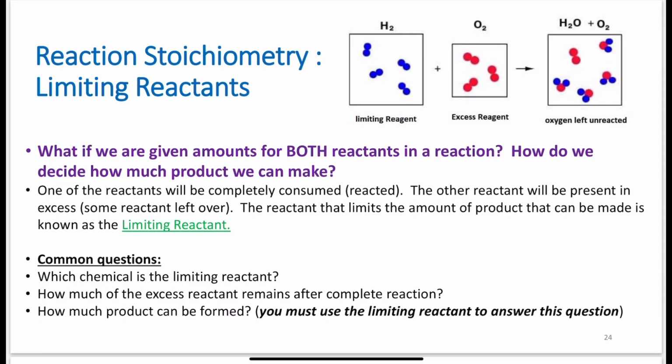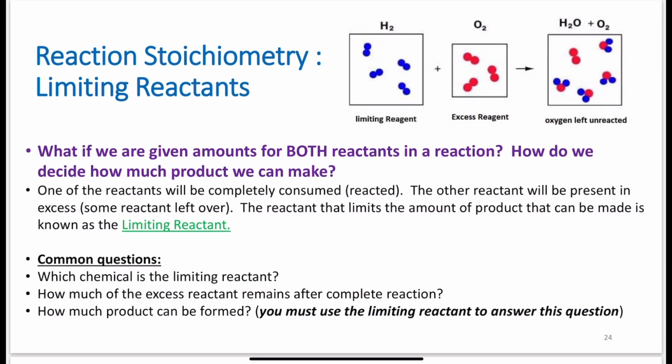Sometimes we know how much we're mixing of each thing, and we don't know which one is the limiting reactant or which one is the excess, and we need to be able to figure that out. So, what if we're given amounts for both reactants in a reaction? How do we decide how much product we can make?